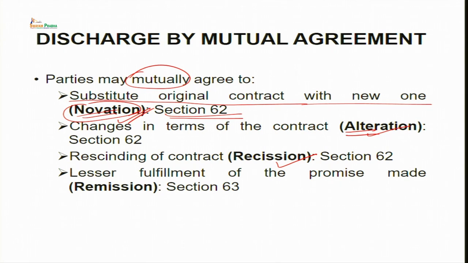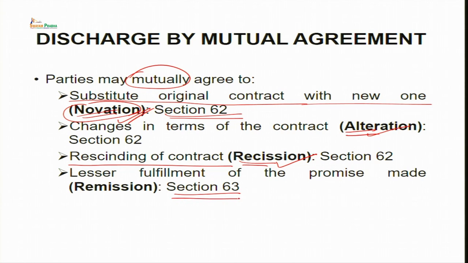The third manner in which discharge by mutual agreement can take place is what we call rescission, which means rescinding of the contract. Rescinding of contract means that the two parties have mutually decided to bring that contract to an end without having performed the obligations under the contract.